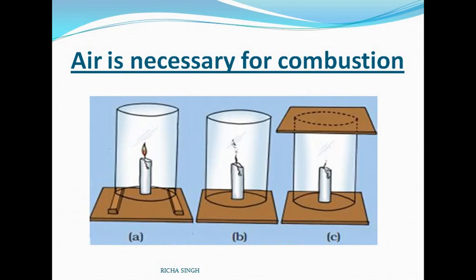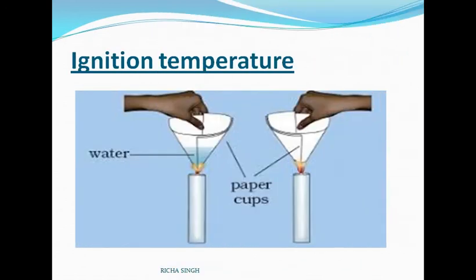So when a person catches fire, what happens? He or she is advised to cover themselves with a blanket, because the blanket is going to cut off the supply of oxygen, and as soon as the supply of oxygen is cut off, the combustible substance is not going to burn.